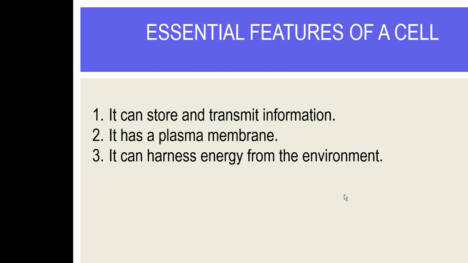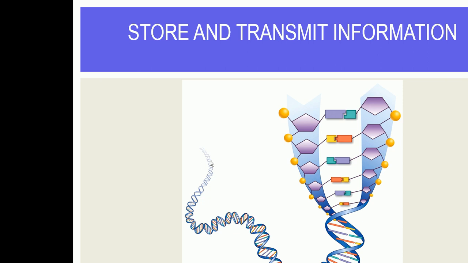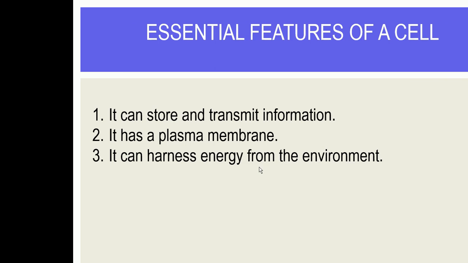And there are three important characteristics or features of a cell. They can store and transmit information, which means they have information in them in the form of genetic material. They all have a plasma membrane, and they can harness energy from the environment. They store and transmit information in the form of genes, and those genes are made of DNA. We'll talk about all these things moving forward.